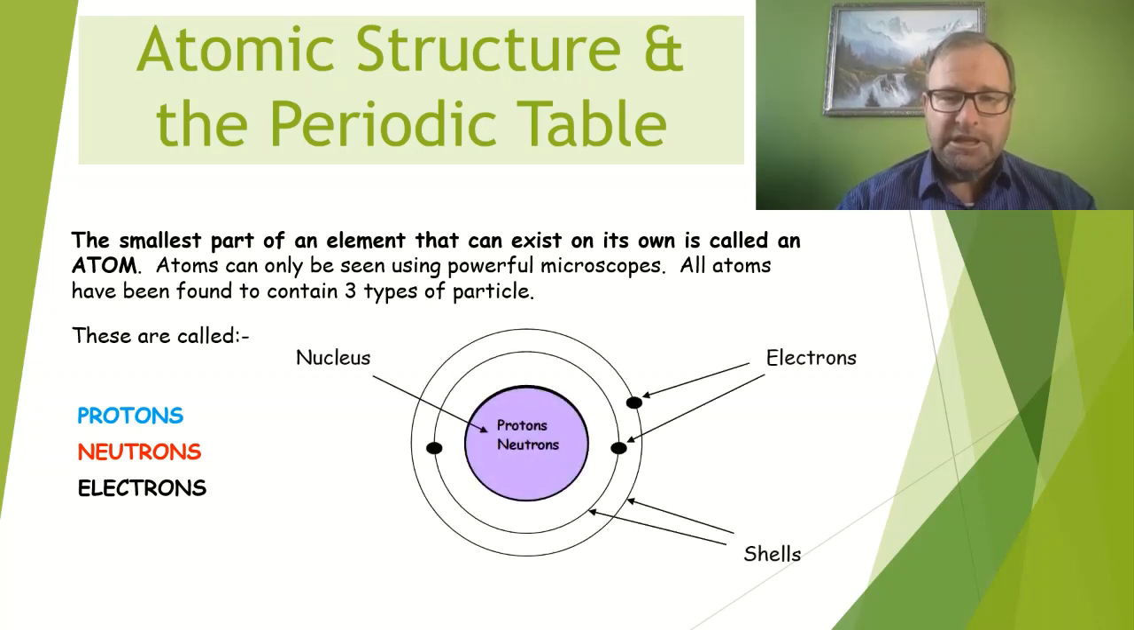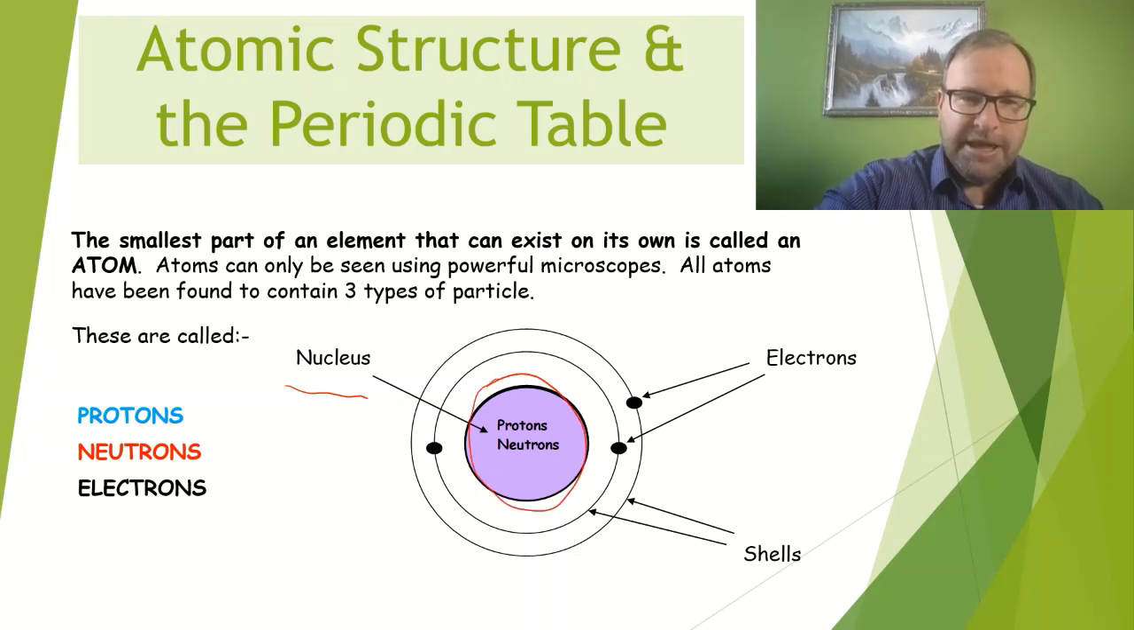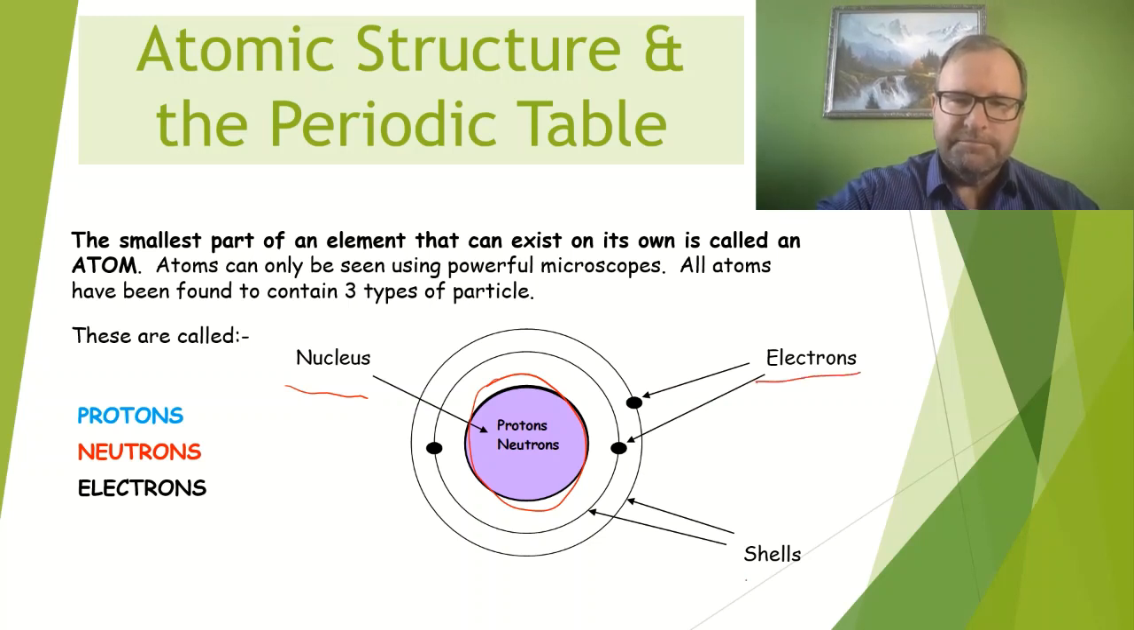In the nucleus here, I'm just going to draw up here, nucleus. That's the central part of the atom. We have the bulk of the atom, 99.99% of the mass, in protons and neutrons. Surrounding the protons and neutrons by forces that we'll explain later are the electrons and their relative shells here.